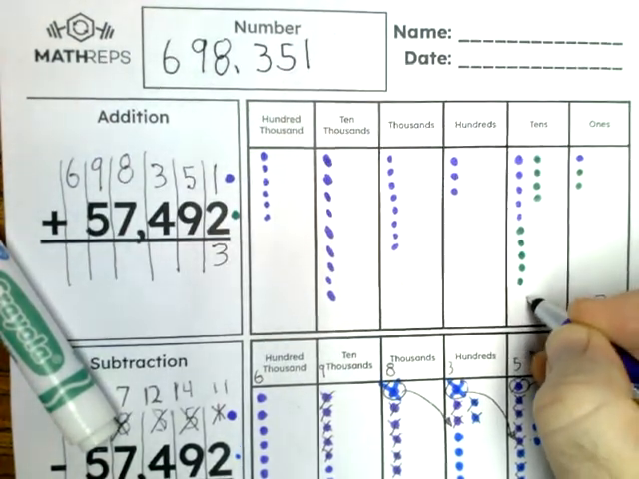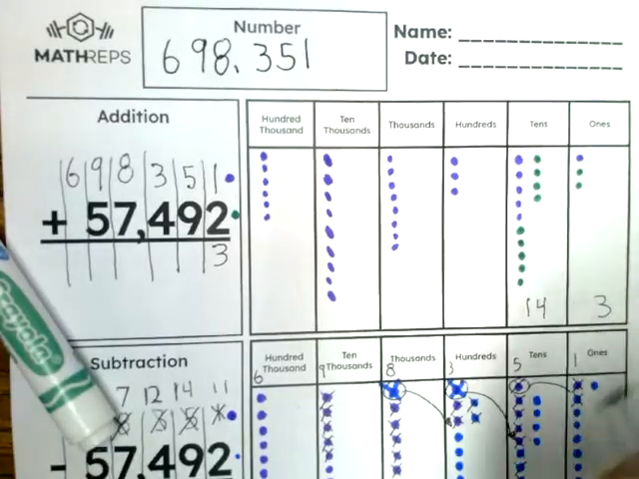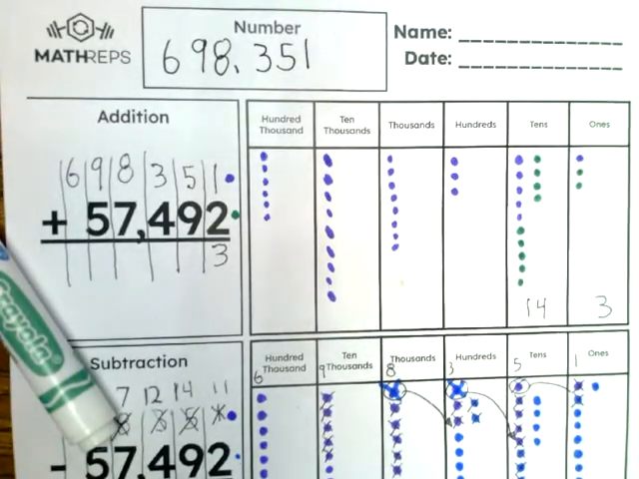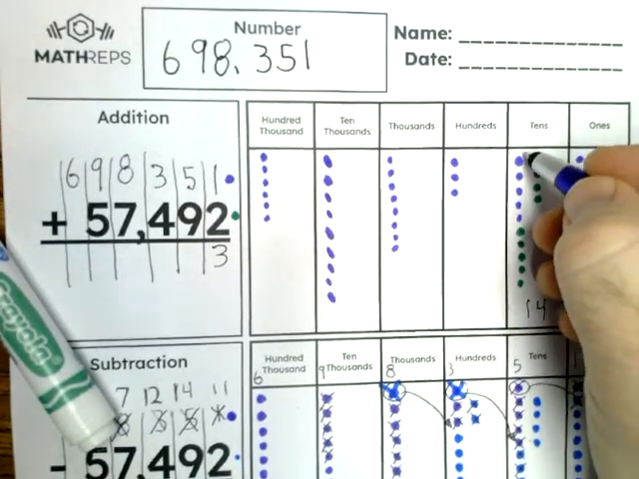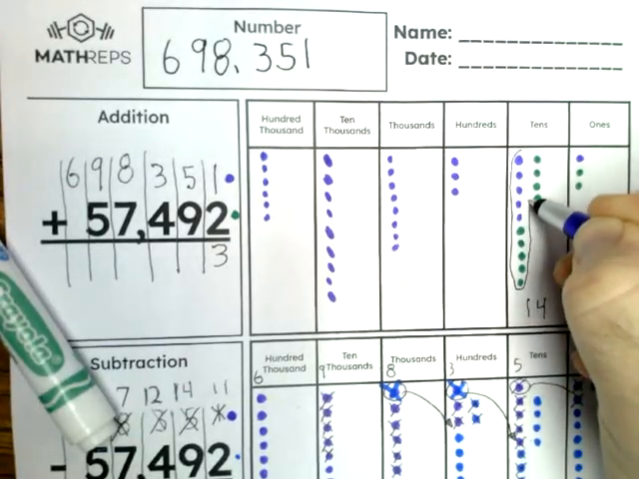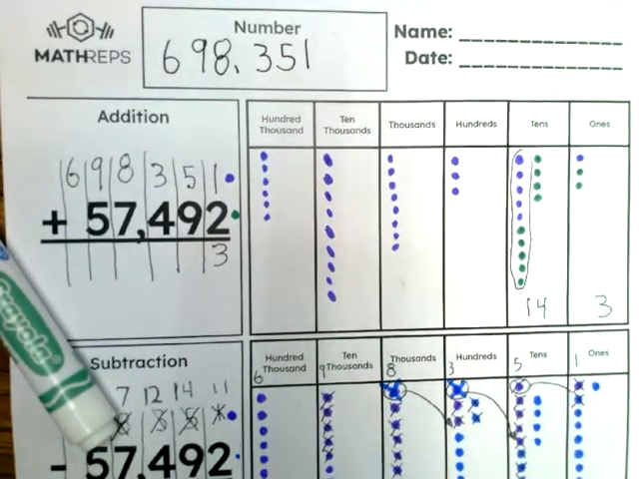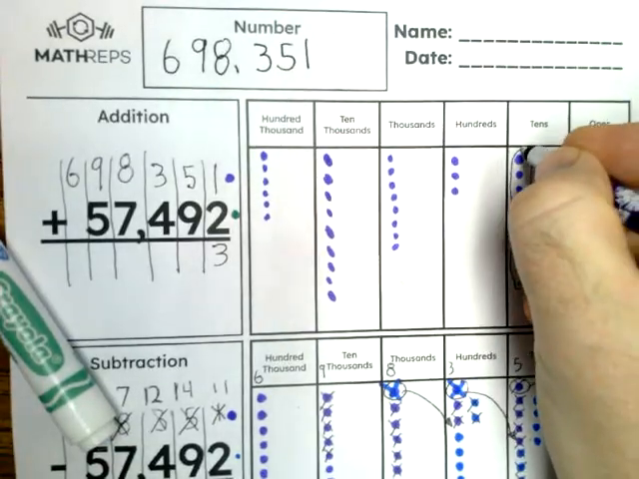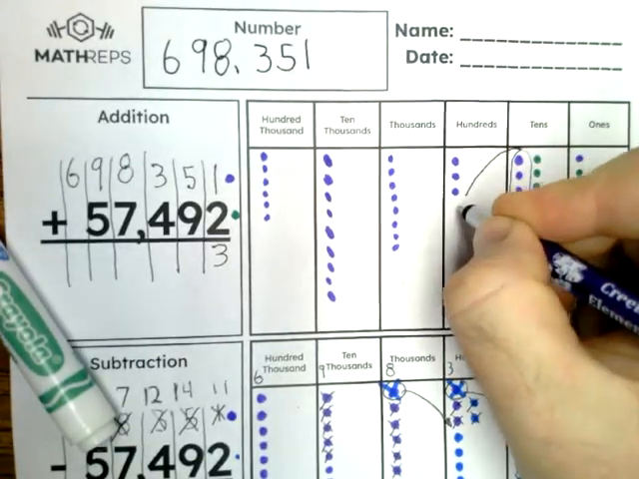So here's where the tricky part is. What we're going to do is everybody say regroup. Oh, let's try that again. Regroup. Regroup. So this right here, we're going to take this, because technically it's 10 tens. And if we have 10 tens, we're going to move it over here into the hundreds.